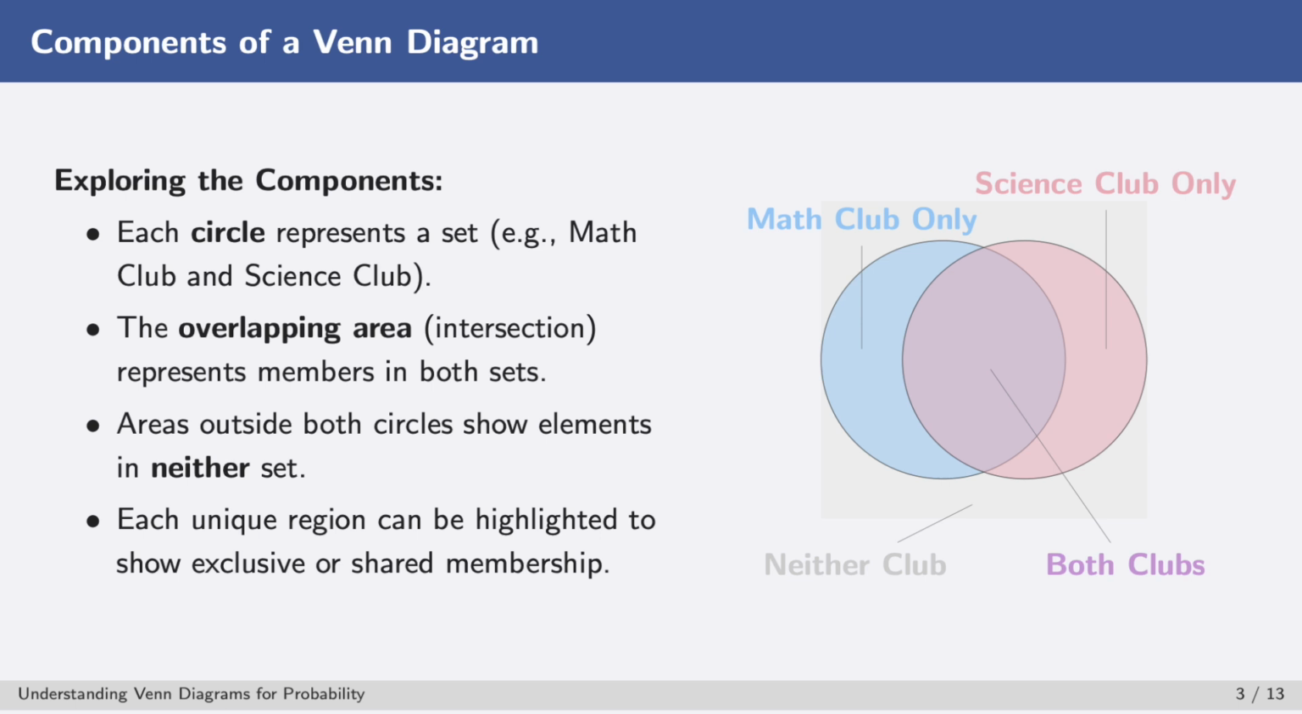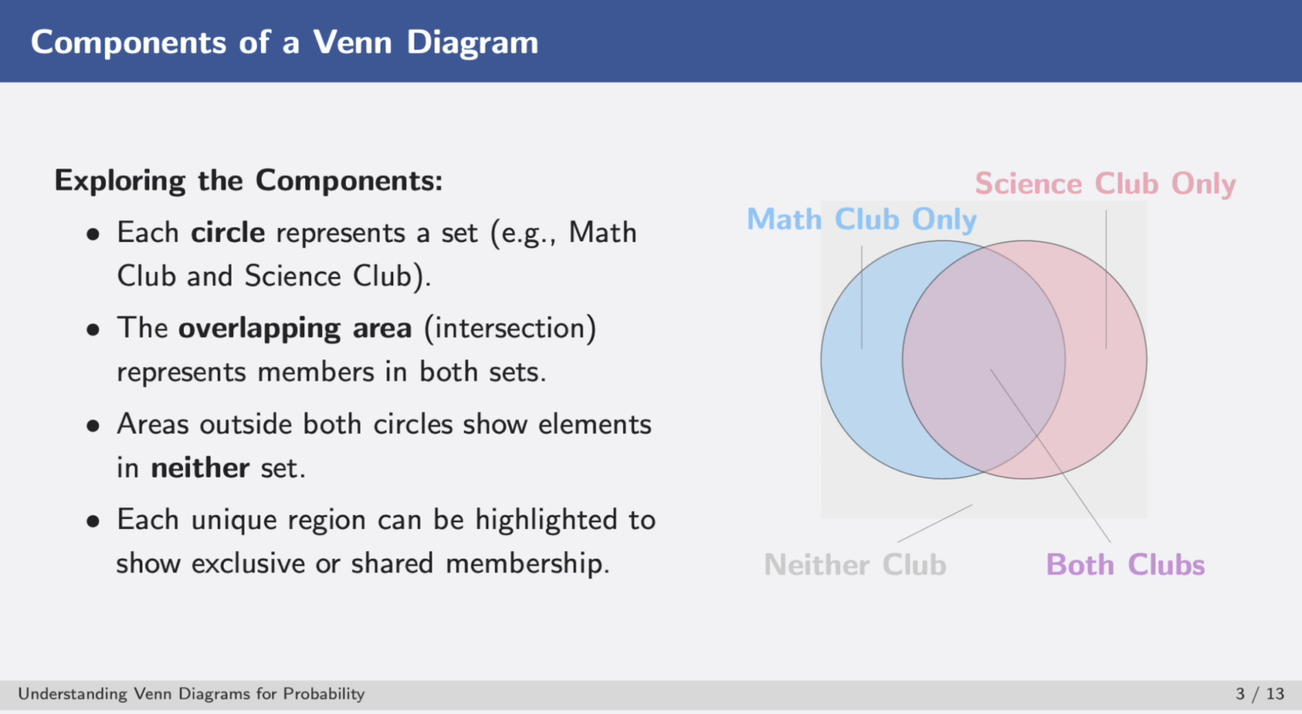Point 2, the overlapping area in the middle, is the intersection. This is where students who are in both clubs are represented. For example, if a student is a member of both the math and science clubs, they belong in this middle section. Finally, we have the area outside both circles. This grey area represents students who aren't in either club. It's like the no club zone.